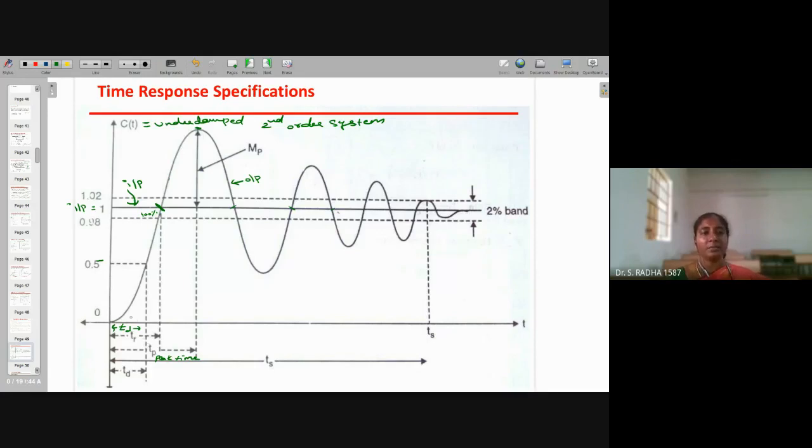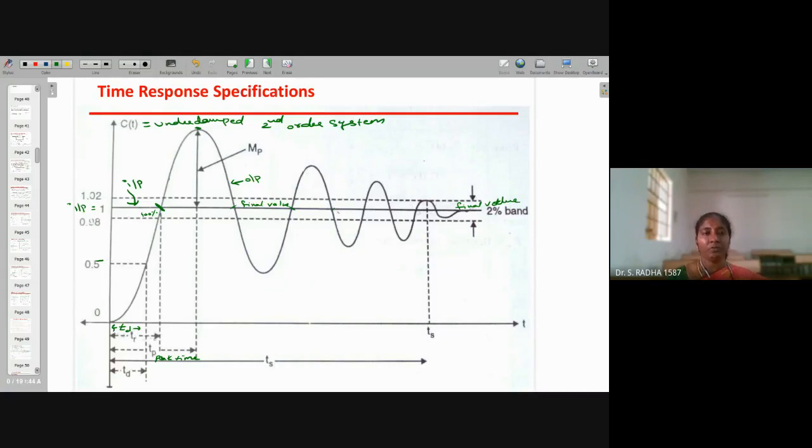And reaching 50% of the final value. Final value means this one. One is the final value. You can write anywhere. This horizontal line is the final value. Okay. That we are taking as 100%. And half of that is 50%. Time taken for that is called delay time.